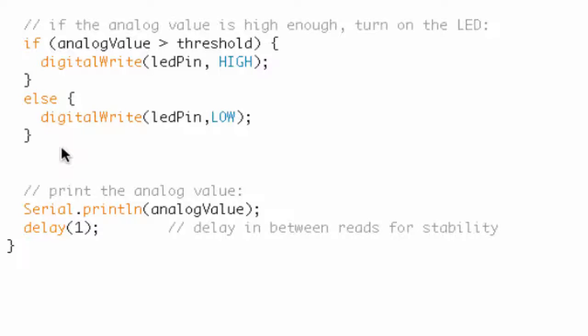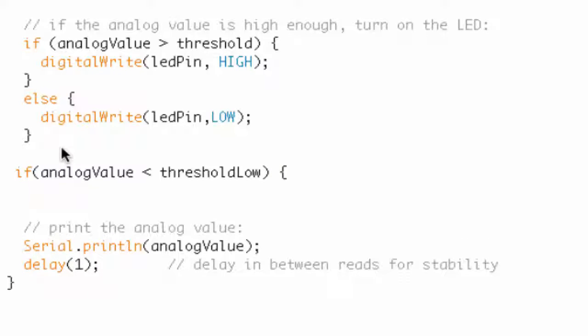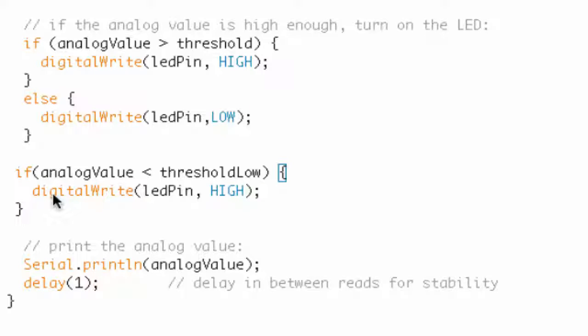Now I'm going to come down here after my first if statement, and I'm going to write a new if statement. So I'm going to say if, open parenthesis, what's my condition? Well, my condition is analog value less than threshold low. And what do I want to happen? Well, I want to turn the LED on, so I'm just going to copy that code, paste it there, and close my curly bracket.